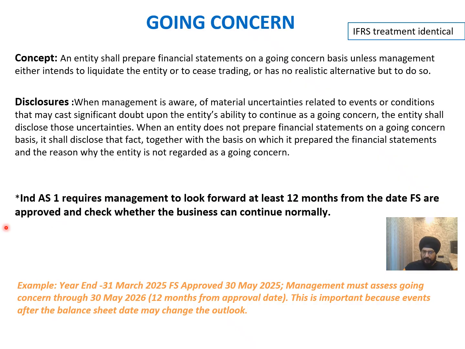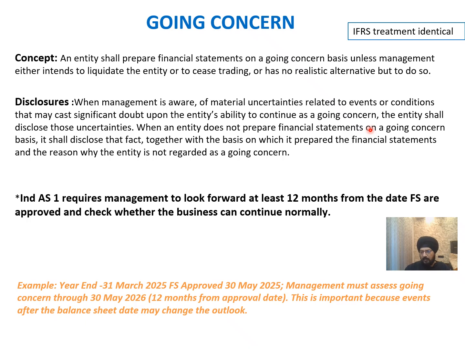Ind AS 1 speaks about how management is required to look forward at least 12 months from the date the financial statements are approved and check whether the business can continue normally. So at the time of preparation of the balance sheet, there was no threat. But at the time when the financials are getting approved by the board, which is normally, as per the Companies Act, 60 days from the last quarter, like 31st March, then it has to be done by 30th May, let's say. 60 days is largely 30th May.